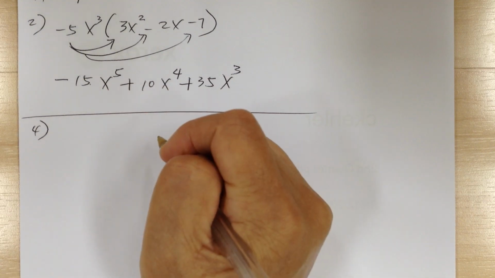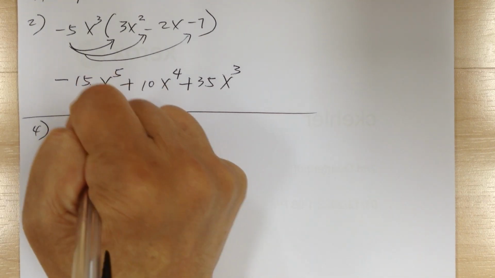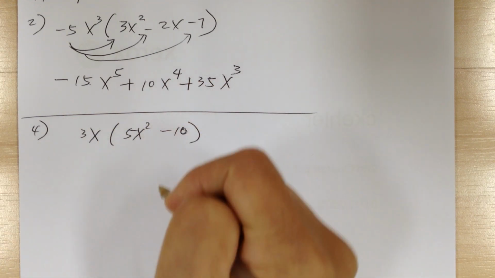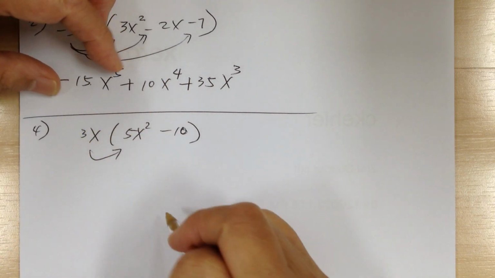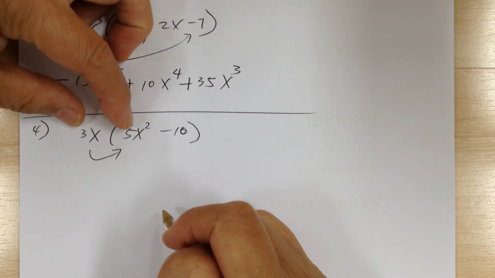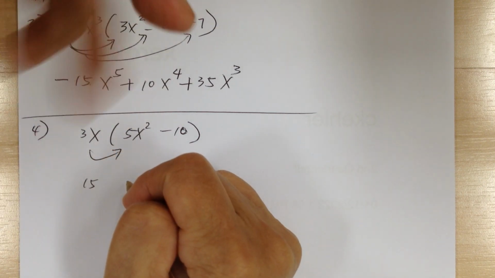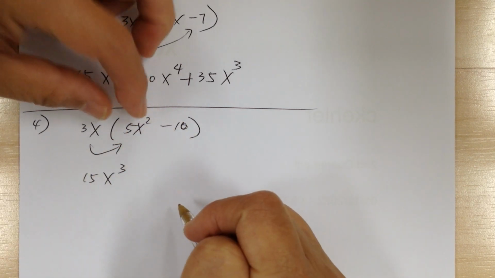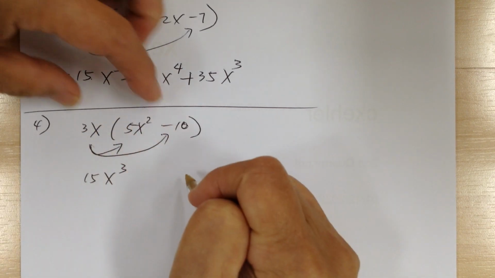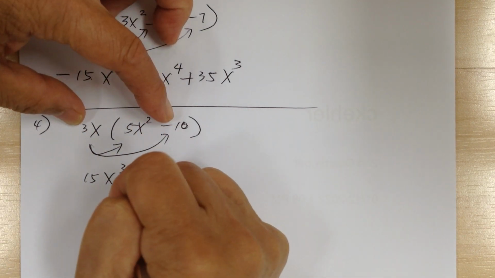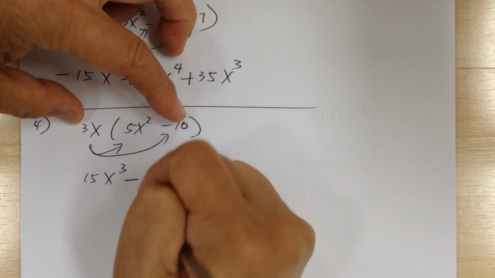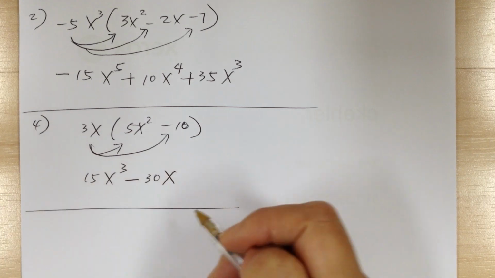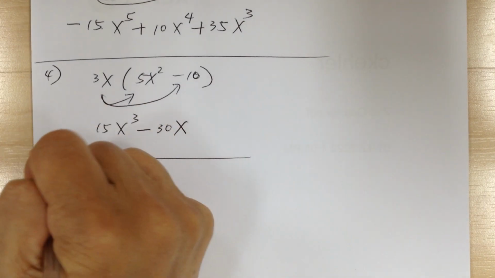Okay, number 4, you have 3x times 5x squared minus 10. So again, let's go and distribute, multiply, right? So again, the sign is positive, the number is 15. Again, use your fingers to help you. And the alphabet would be x to the 3. So that takes care of this one. Now you have to do the next one. Again, the sign, positive times negative, gives you negative. The number 3 times 10 is 30, and the alphabet is just the x. And that's it. So remember, sign, number, alphabet, and the group.